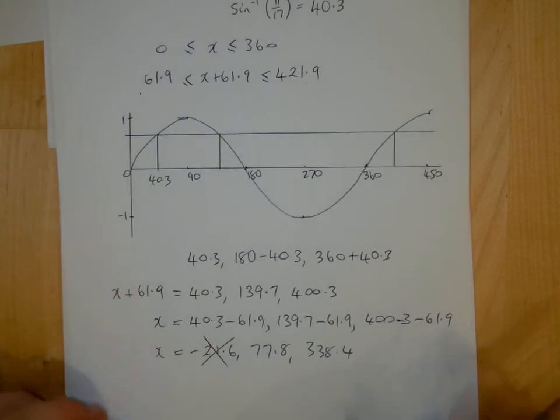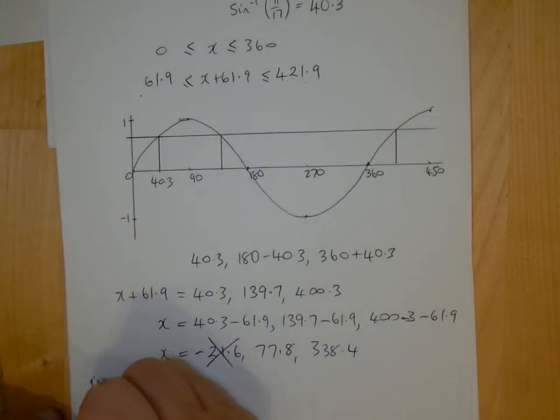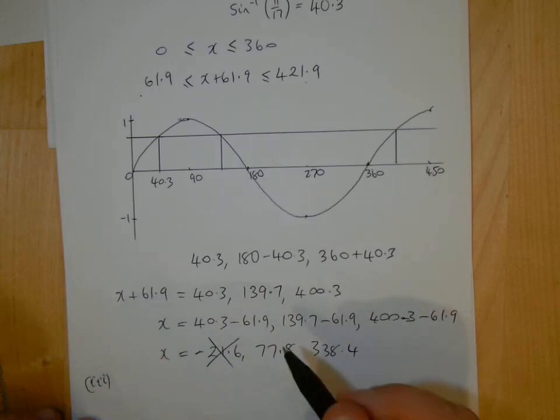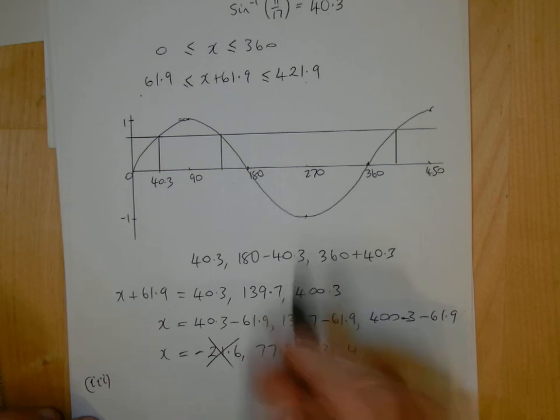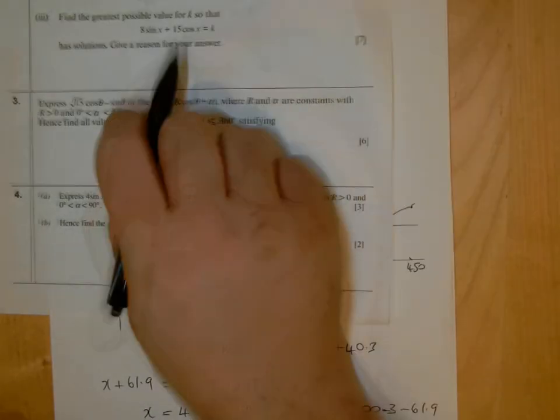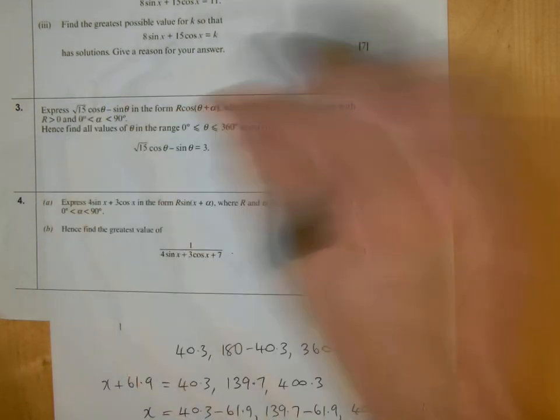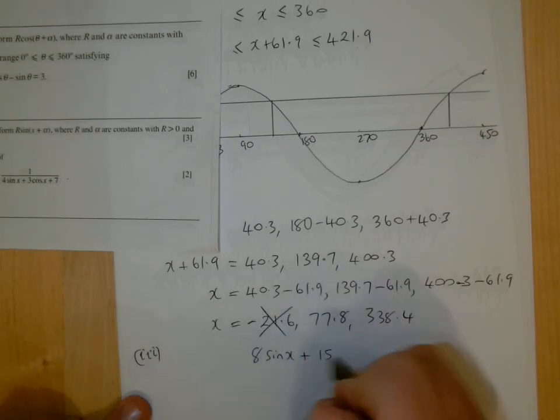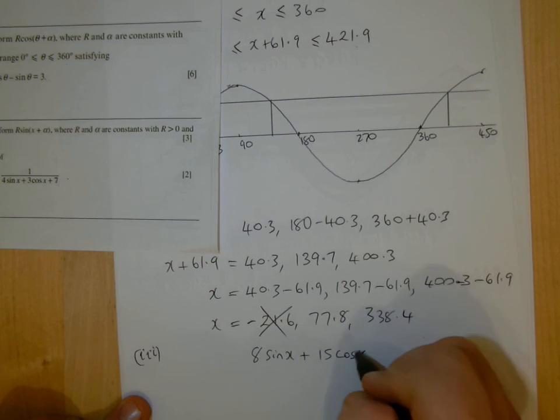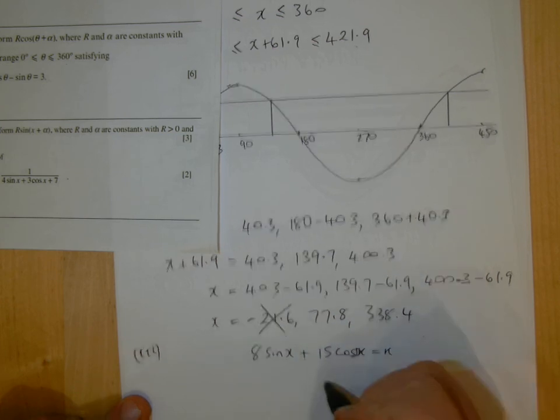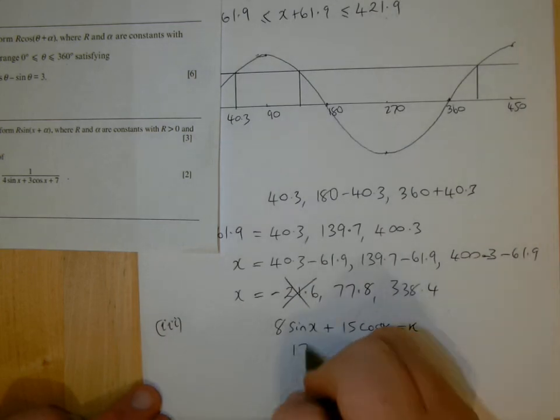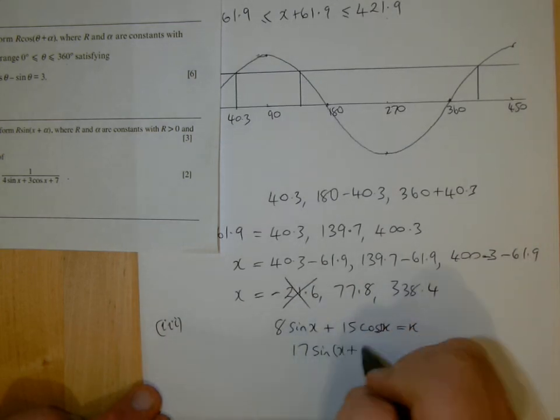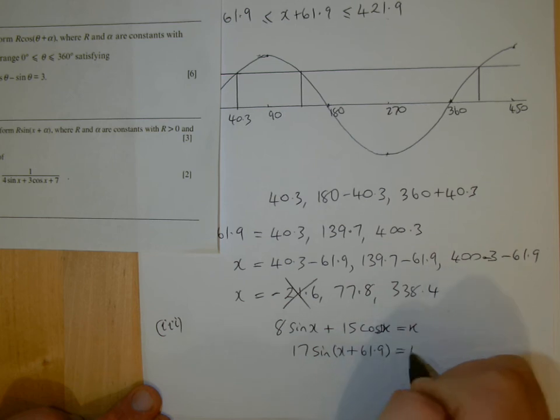Finally then, it says find the greatest possible value for k, so that 8 sin x plus 15 cos x equals k has no solutions. Give a reason for your answer. Well, again, we need to use the fact. If we've got 8 sin x plus 15 cos x equal to k, we need to use the fact that we just had a moment ago, that 17 sin(x plus 61.9) is equal to k.